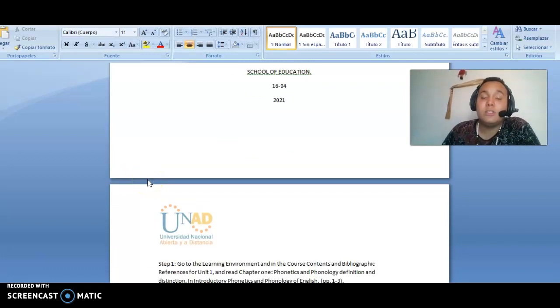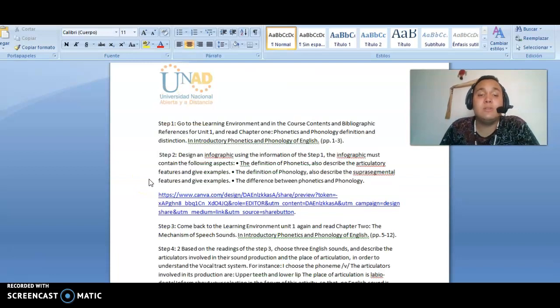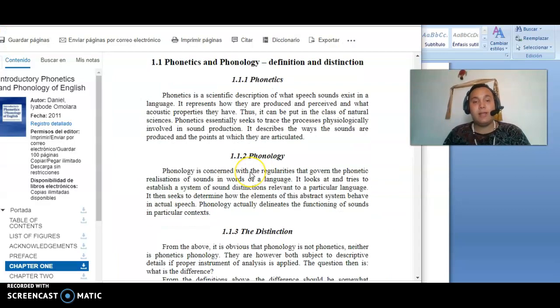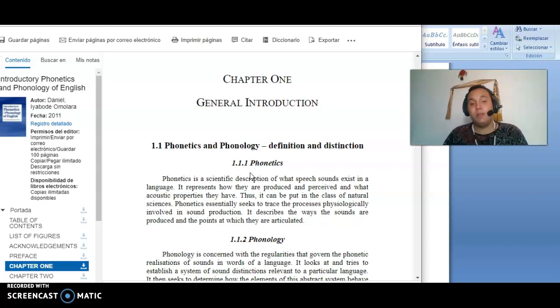The bibliography referred for Unit 1 is the reading Chapter 1, phonetics and phonology definition, distribution, introduction to phonetics and phonology in English, pages 1 and 2. That is Chapter 1. Well, we need to work with that book, right?